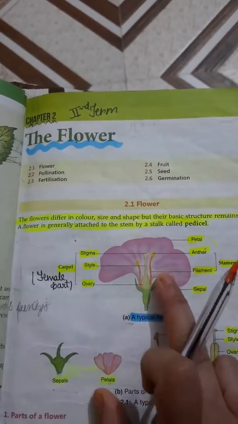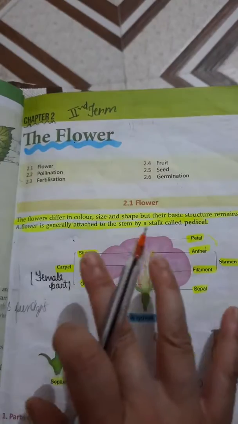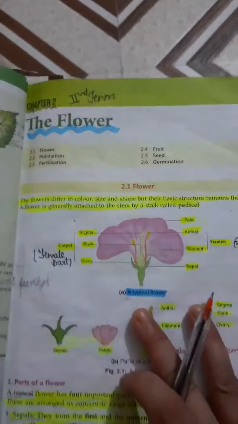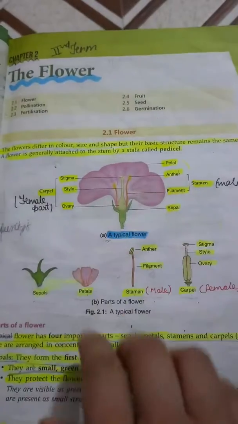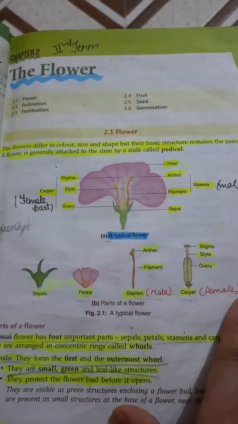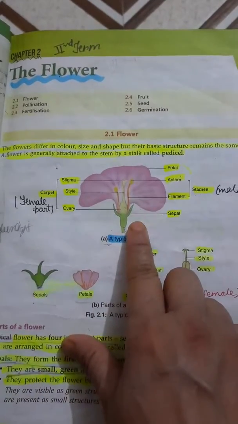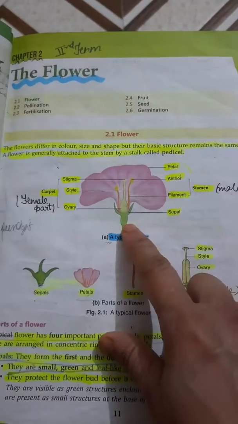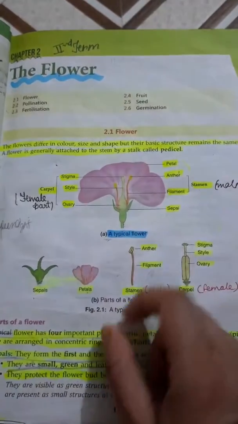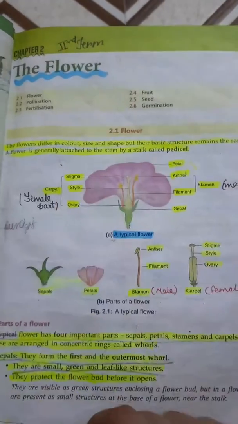A flower is generally attached to the stem by a stalk called the pedicel. Flowers are different in color, size and shape, but their basic structure remains the same. So we should know that a flower has 4 whorls, means 4 parts. First one is the sepal. The sepal is the green part, and the most important function of the sepal is to protect the flower in the bud stage. When it has not blossomed, at that time the sepal helps to protect it.